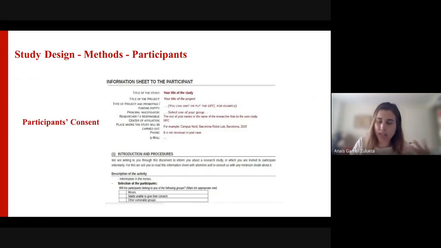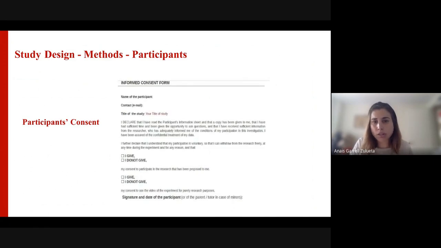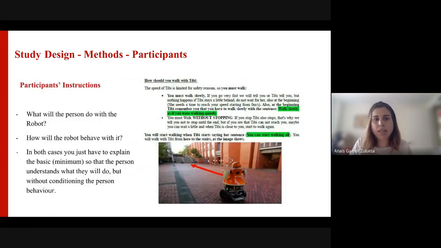Of course, I will skip this part, but take into consideration that you require the participant consent. You have to ask them if you can record videos or not. And the participant instructions. You need to give the same instructions to every participant. It means that my recommendation is that you write it down on a paper and give the paper to everybody, just to give the same information to the user. Or maybe the robot can express the instructions of the experiment, which is even better.